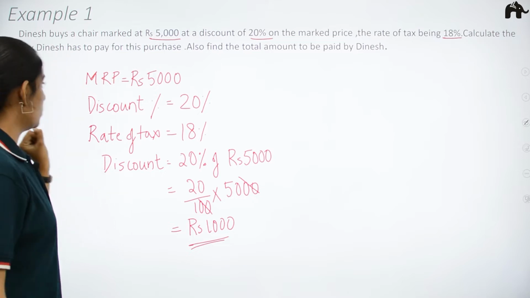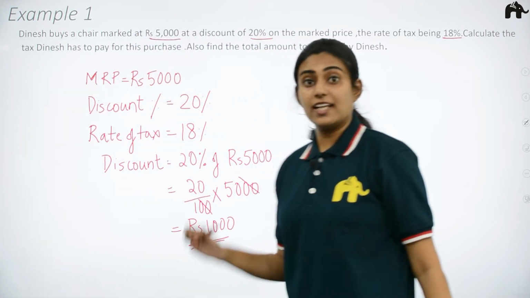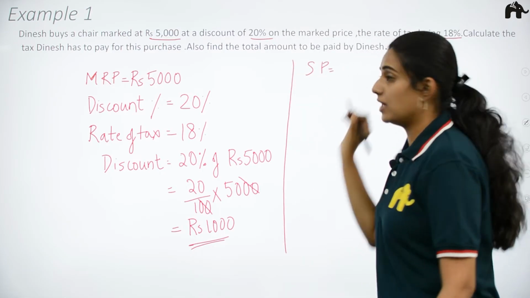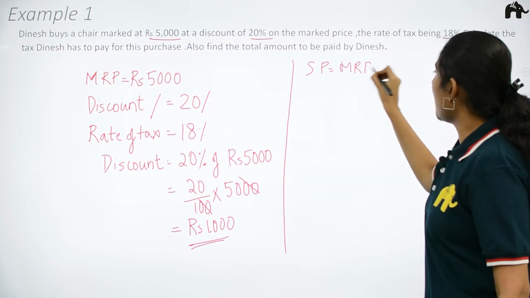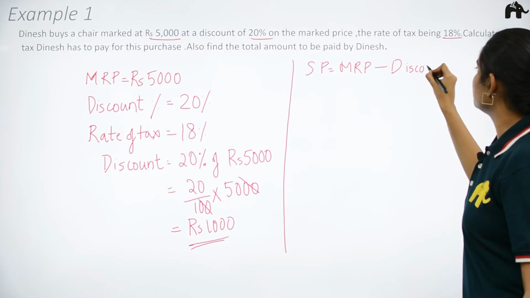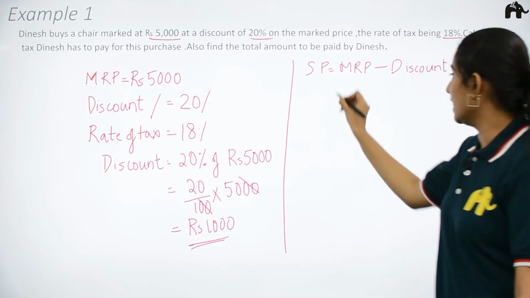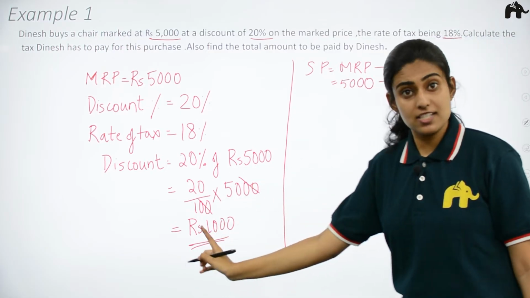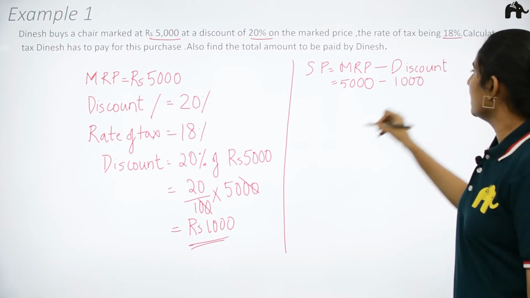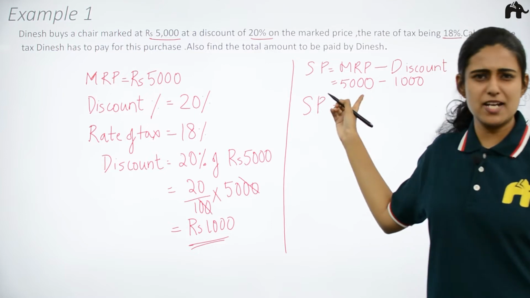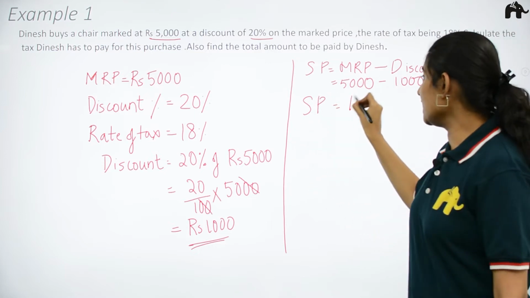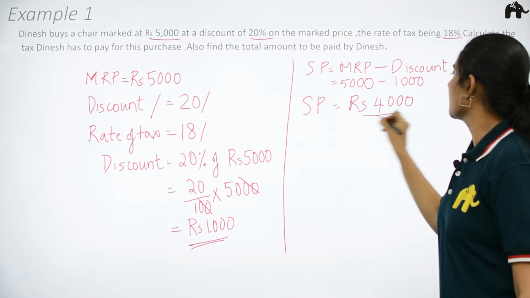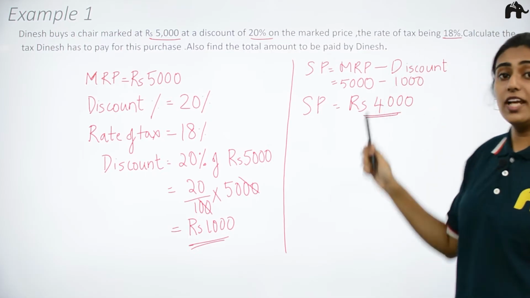When your discount is known and the MRP is given, we can calculate the selling price. Therefore, selling price SP is equal to MRP minus discount. Here we know MRP is 5,000 and we calculated discount is 1,000 rupees. Then what is the selling price? Just subtract this. Selling price is equal to rupees 5,000 minus 1,000, that is 4,000. Yes. Rupees 4,000.